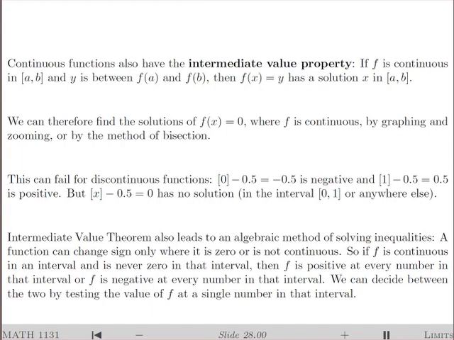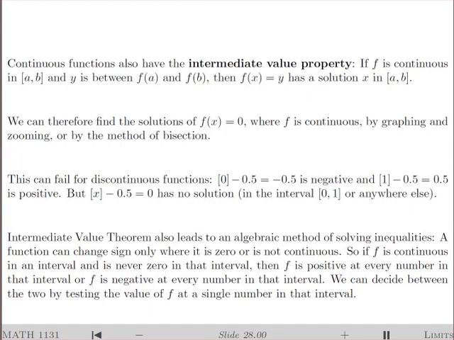For example, if you take the greatest integer function minus 0.5, it's negative at 0, positive at 1, but it's never 0 itself, because the greatest integer function can only be an integer, and so it cannot take the value 0.5.